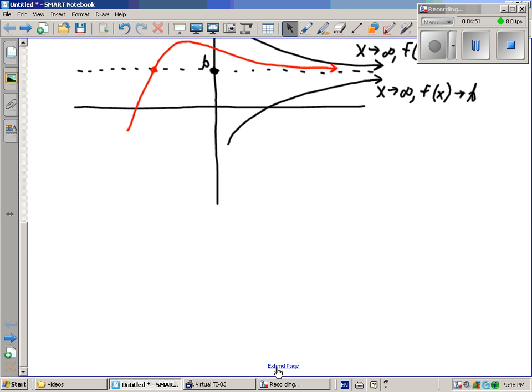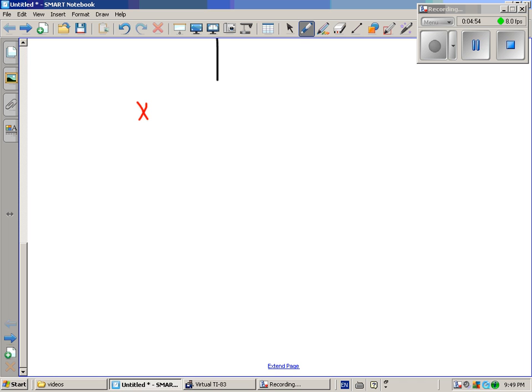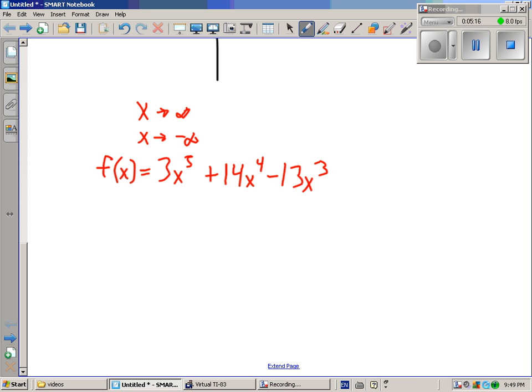And thinking about that, wait a second, x going to infinity, x going to negative infinity. We've seen this. We've already done this with end behavior. It's the same thing. As a reminder, let's say f of x is equal to 3x to the 5th plus 14x to the 4th minus 13x cubed. When we were looking at really large values of x and zooming way out, basically that function looked exactly the same as its leading term, 3x to the 5th.